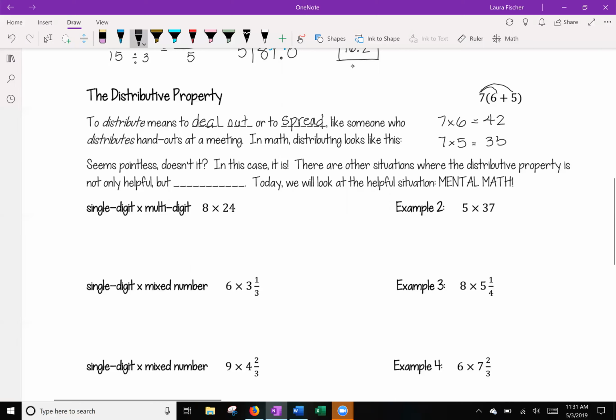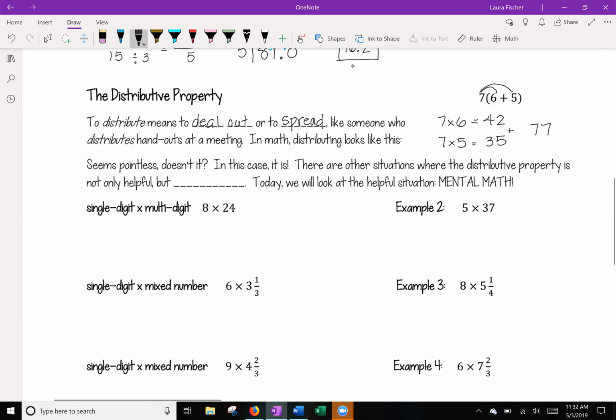Boy, talk about a lot of extra work. Then we would add these two together and we would get 77, which makes sense because if we'd done it the easy way, 6 plus 5 is 11, 11 times 7 is 77. Okay, totally seems pointless, right? Well, in this case, it is pointless. Okay, much easier to not use the distributive property here.